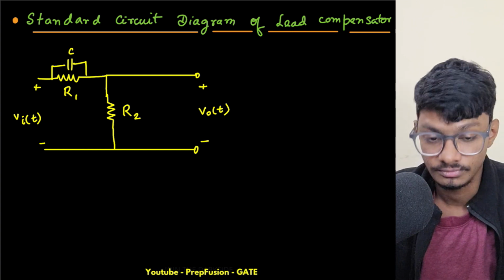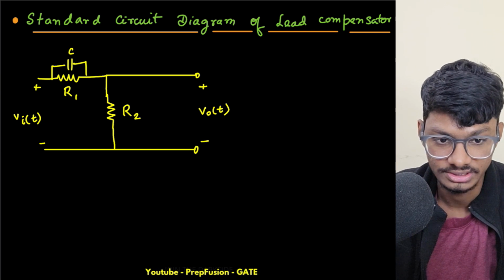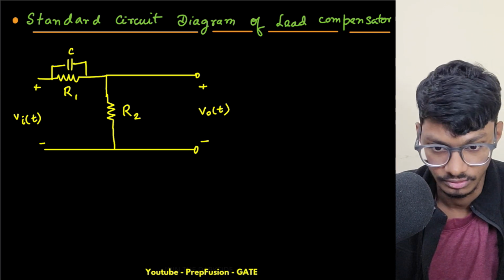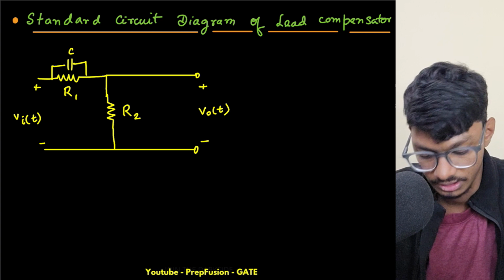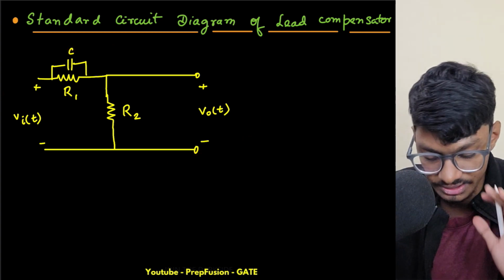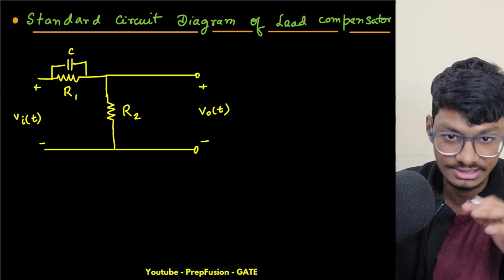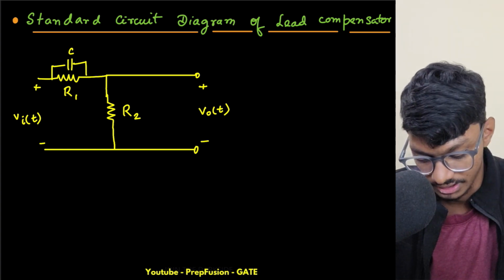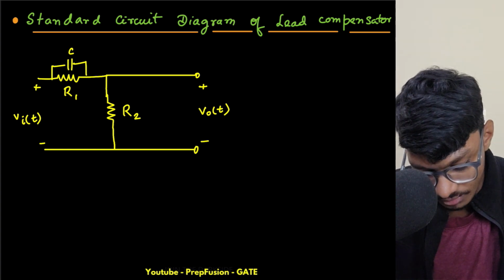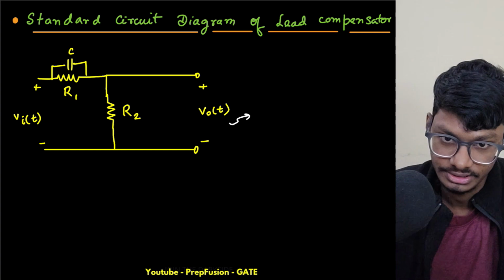Okay, so now what is alpha, how to find that, we'll all understand that. If this is a lead compensator, then let's first check, is this really a lead compensator? So how to check that? Basically, you convert this into the Laplace domain.